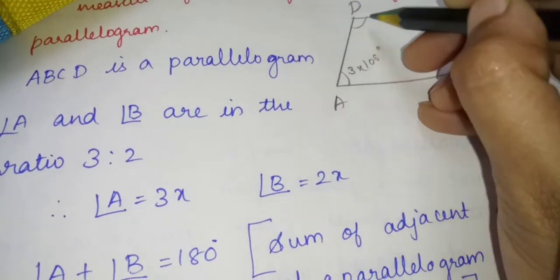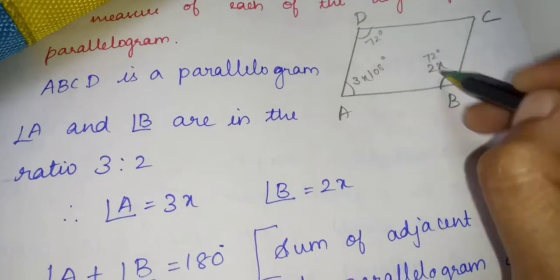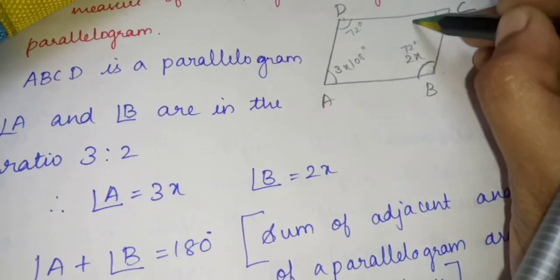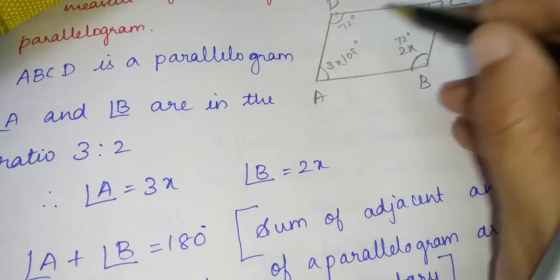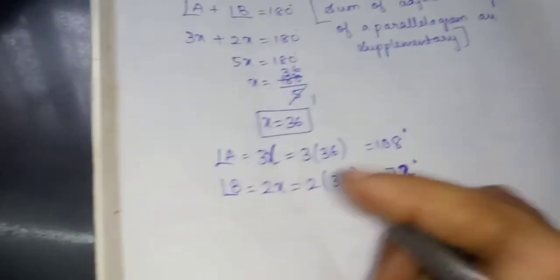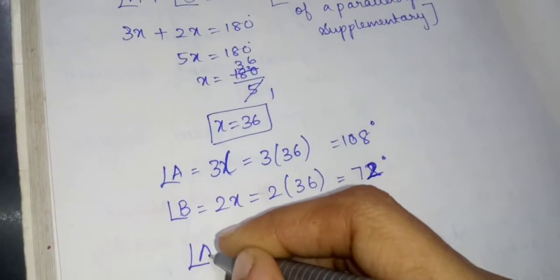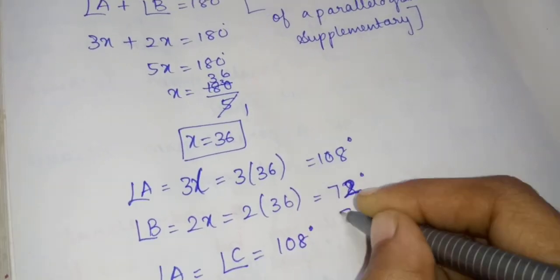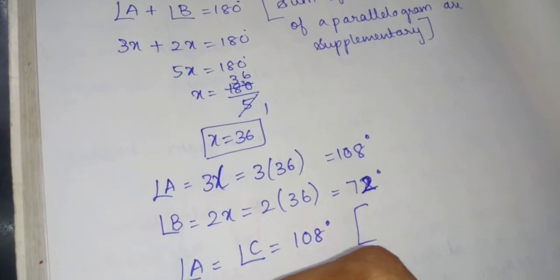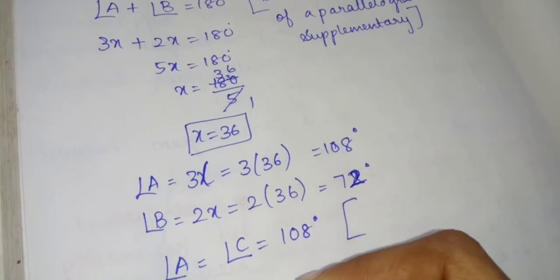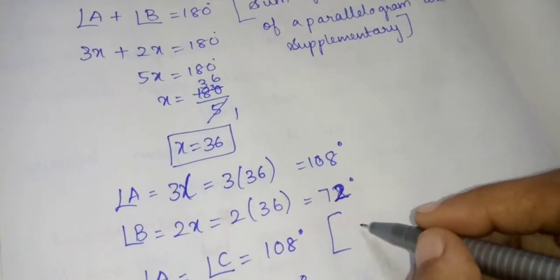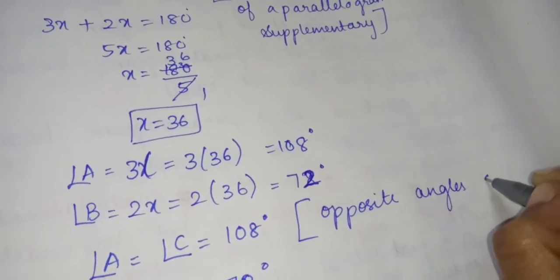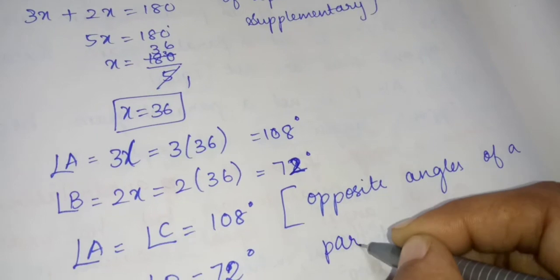Now this D also will get 72 degrees. Why? Opposite angles are equal in a parallelogram. A is 108 degrees. Then C also 108 degrees, because A and C are opposite angles. Then I shall say angle A is equal to angle C is equal to 108 degrees, because opposite angles of a parallelogram are equal. Angle B is equal to angle D is equal to 72 degrees, because opposite angles of a parallelogram are equal.